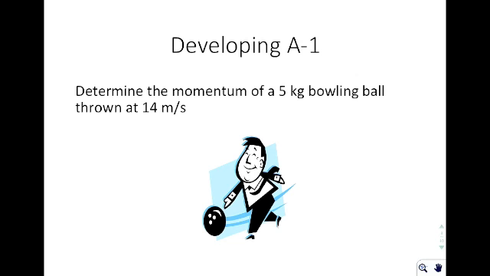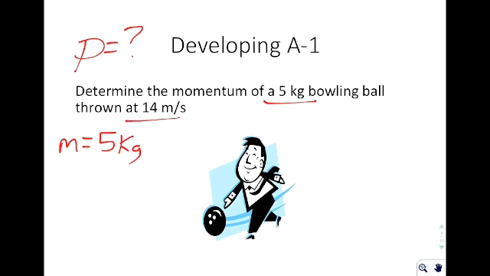An example of this says, determine the momentum of a 5 kilogram bowling ball thrown at 14 meters per second. So if you look, it says determine the momentum. I know I'm looking for momentum of a 5 kilogram bowling ball. Mass is equal to 5 kilograms. Thrown at 14 meters per second. Velocity is 14 meters per second. So I have my given, I have my unknown.